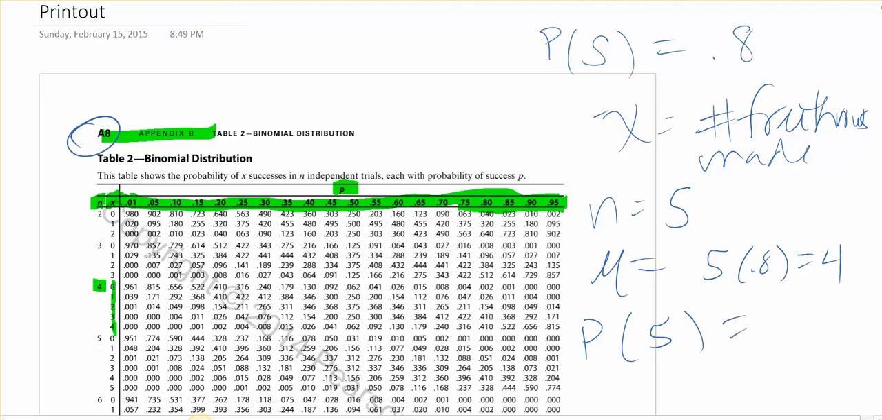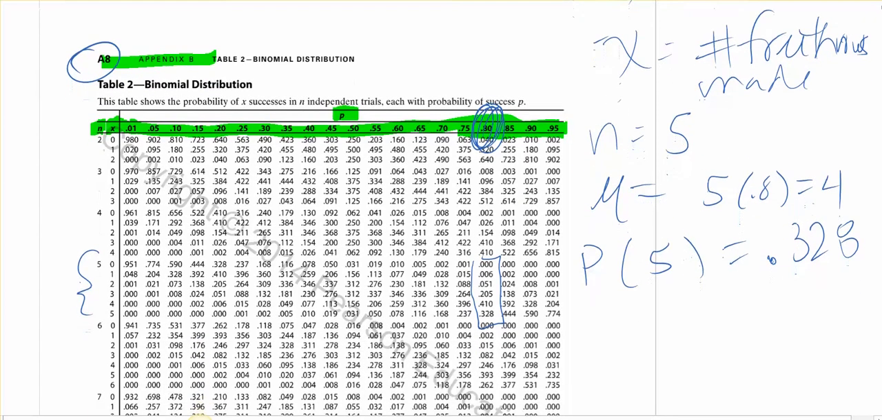Well, looking at our table, we would come in here and she's shooting 5 free throws. So we need this area right here. And then probability of success is way over here at 80. So we're looking at these numbers here. So what is the probability that she would hit exactly 5? 0.328, or about 33%. That's not too shabby.